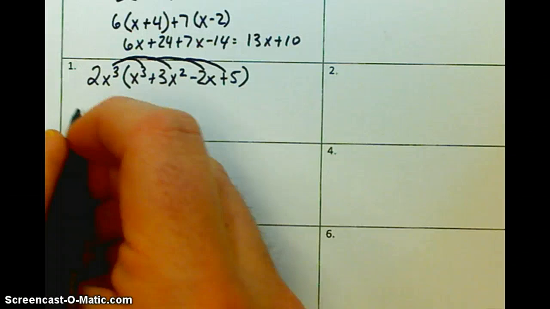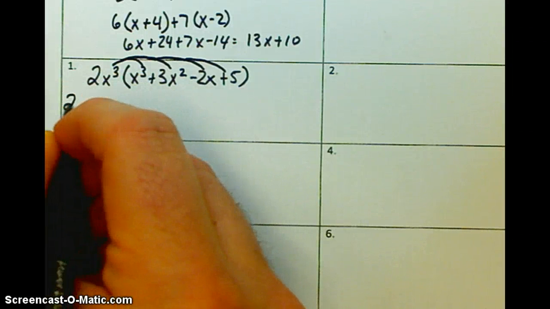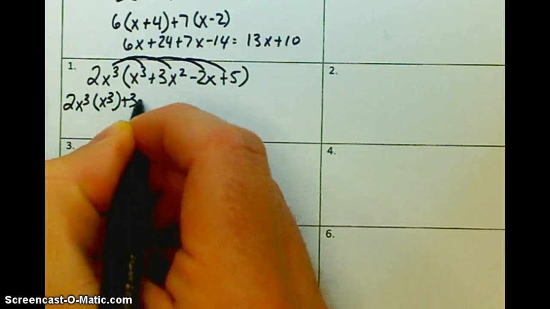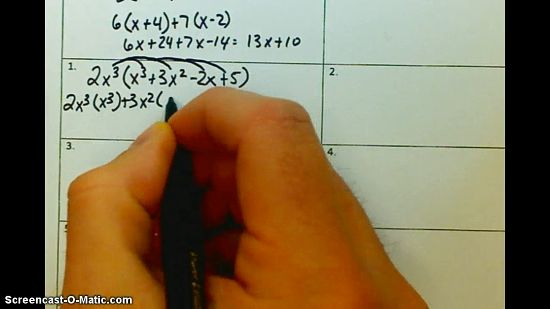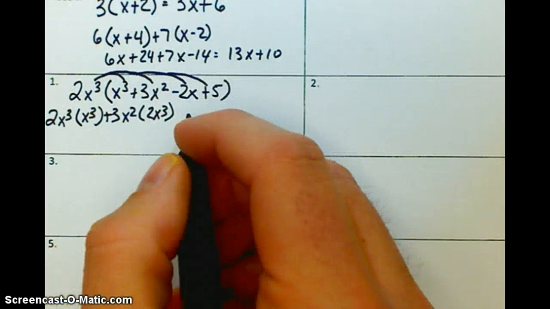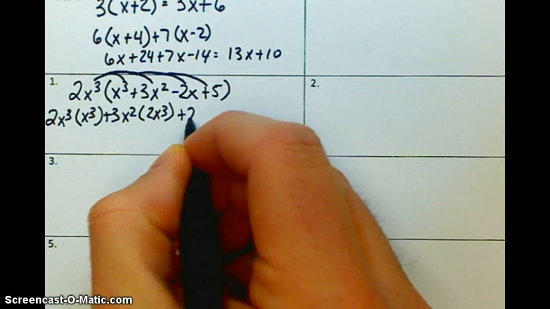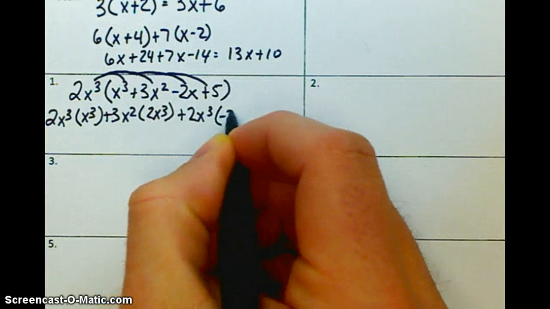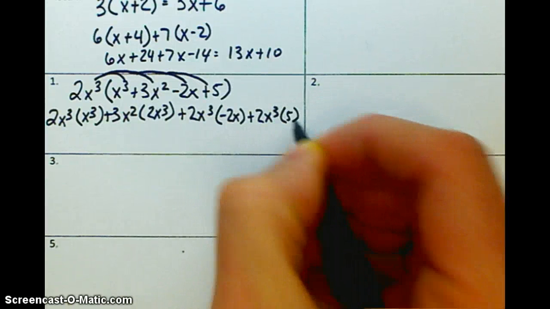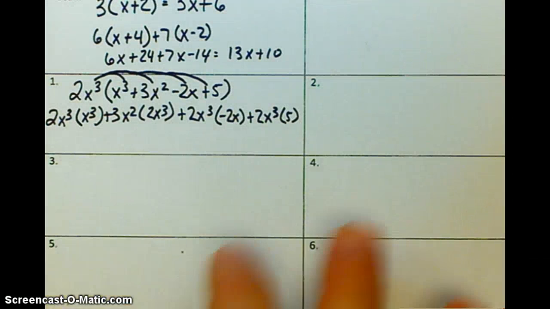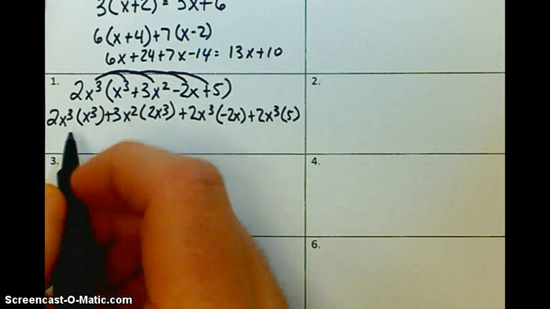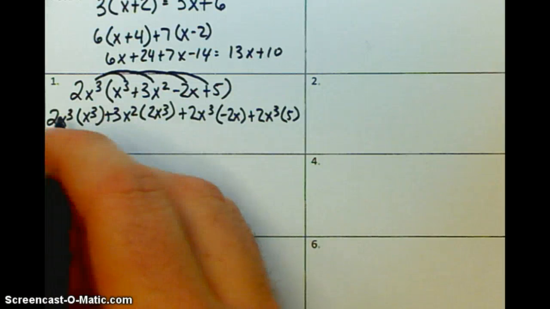So what you end up getting, and this is very broken down, is 2x cubed times x cubed, plus 3x squared times 2x cubed. Okay, then you take 2x cubed times negative 2x, plus 2x cubed times 5. Alright, so I know this right here looks like a jumbled mess, but we have to remember our exponent rules that we talked about last Thursday.